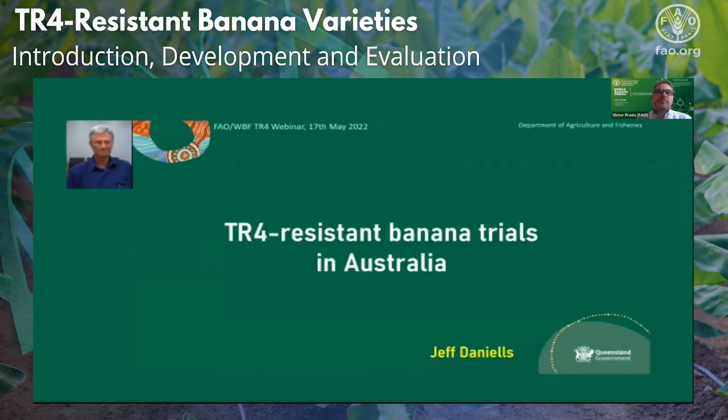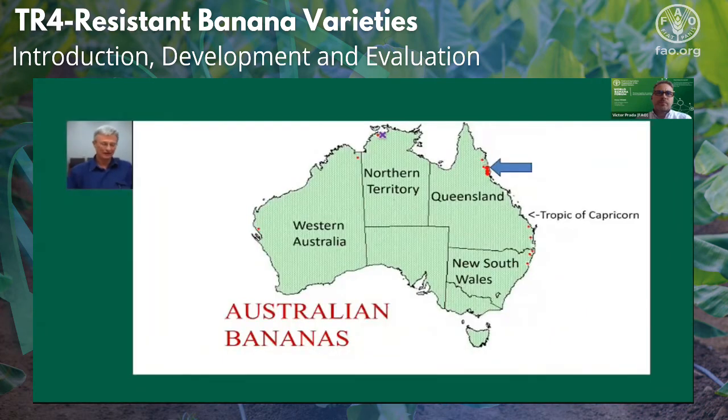Hello, everyone. I'll cover a little background first to set the scene. Australian banana producing areas are shown in red shading. I'm based at South Johnstone on the wet tropical coast of North Queensland, the Blue Arrow. Well over 90% of Australian production is located in this region. Annually, there are about 370,000 tonnes produced from about 14,000 hectares.